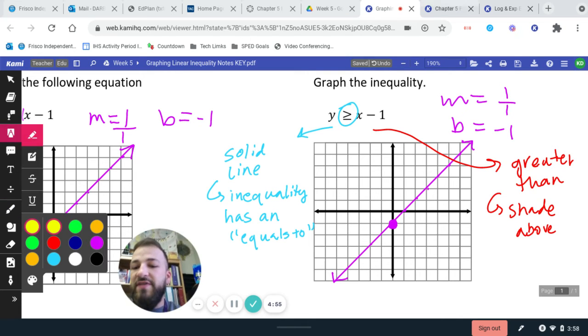So I'm going to go here, and y'all have this too, this little highlighter tool. We can come in here and just shade all the portion of the graph above my line.